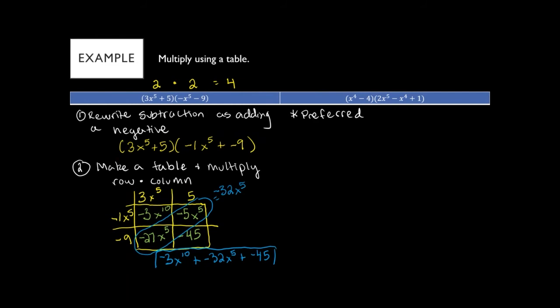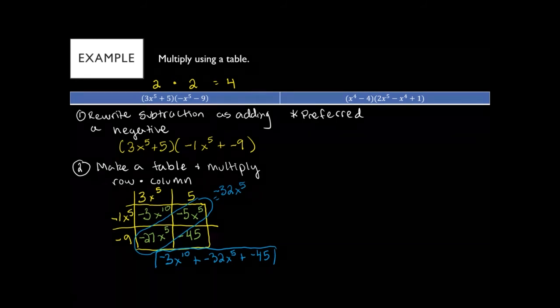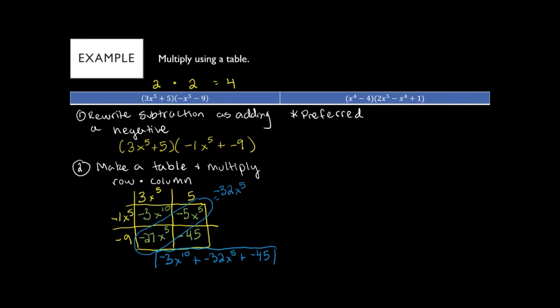So I like that method because it organizes things. If you filled in every box in your table, you know you've multiplied everything properly. It's easy to check your work because all you have to look at is the row times the column to make sure you did your multiplication correctly. So it's really easy for checking your work. And then it's really easy for getting your answer. Are there any questions on this example that I just did?